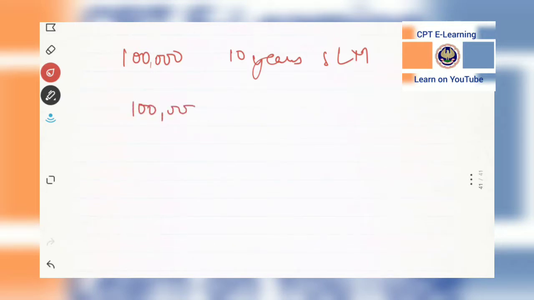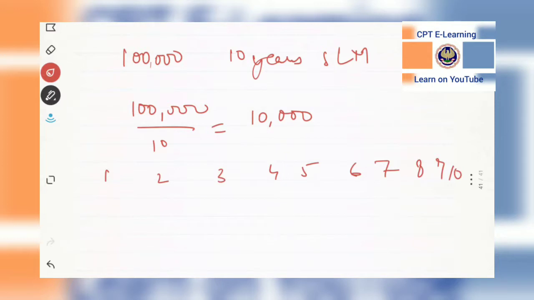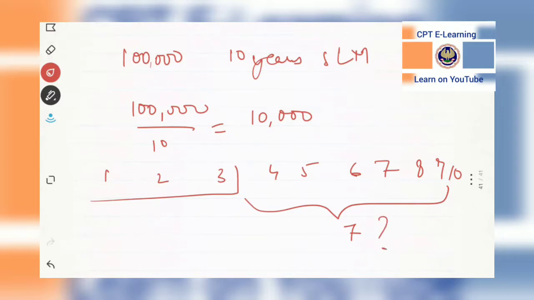That will be 1 lakh divided by 10. Simple as that. 10,000 will be the depreciation all throughout the 10 years, right? For year 1, 2, 3, 4, 5, 6, 7, 8, 9 and 10. All throughout my 10 years, my depreciation is going to be 10,000. But what if after the third year, I feel that the asset will not live for the remaining 7 years? Can I change my estimation?